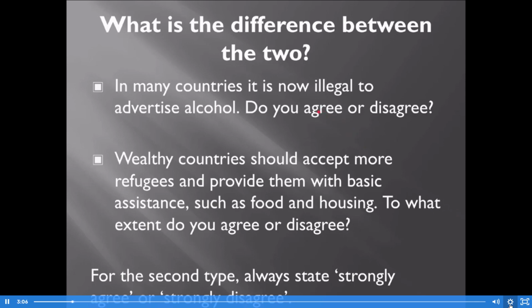So for do you agree or disagree, it's fine to say I agree or I disagree, or this essay agrees or this essay disagrees. For this to what extent, you should say I strongly agree or I strongly disagree, or this essay strongly agrees or this essay strongly disagrees. And that's the only difference, okay? Don't make it more complicated than it needs to be. That's all you need to know about the difference between those two.